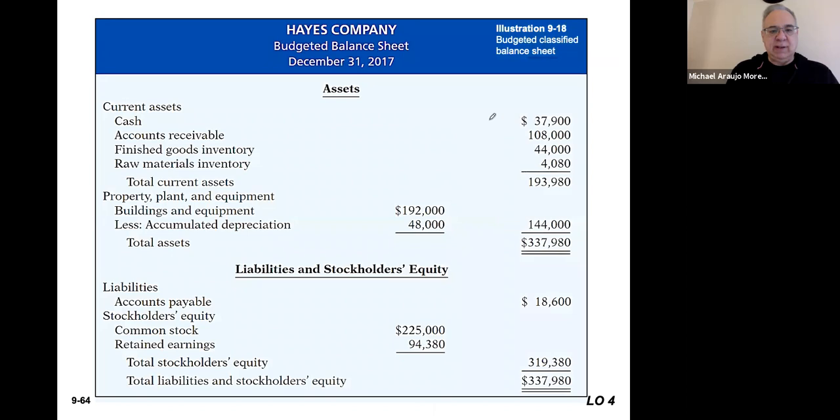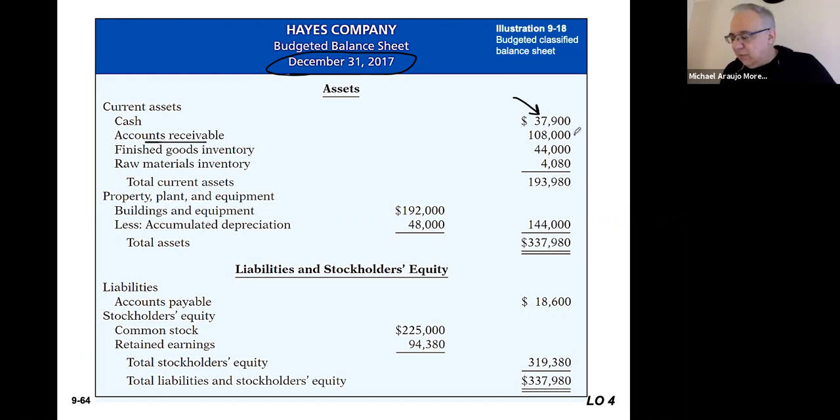What you will notice here is that the budgeted balance sheet for December 31st, 2017 has the ending cash balance that I pointed out to you from the cash budget. You will see that as the ending cash there. So that's important. Another thing to remember too is that your accounts receivable is 108,000.